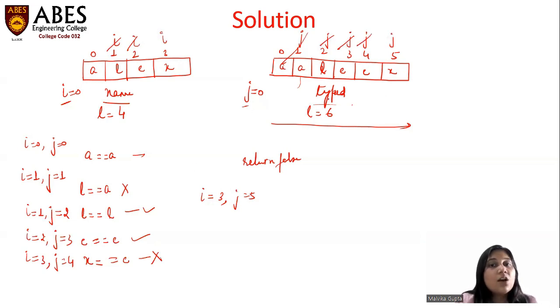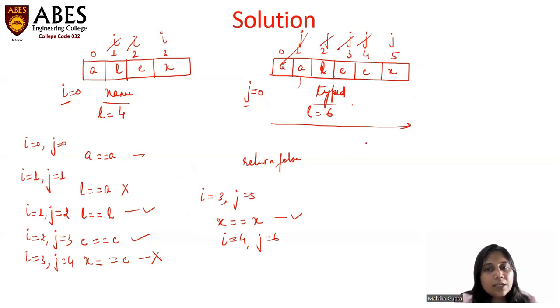J equals to 5. What will happen then? We will have to check the value at I equals to 3, name of I. It is X is equal to X. This condition is again true. Now what happens? I becomes 4 and J becomes 6. And at 6 we don't have any value, so we'll come out of the loop.